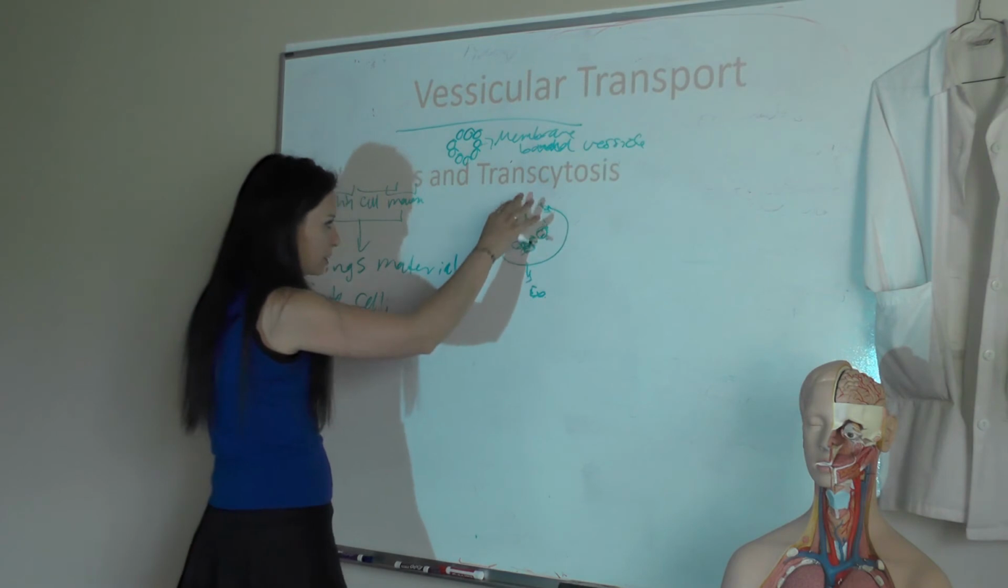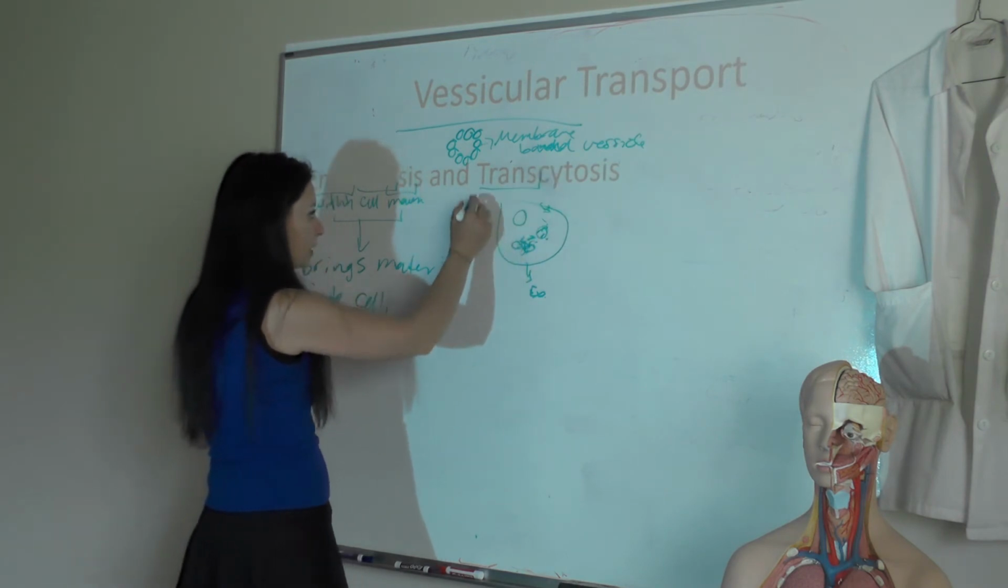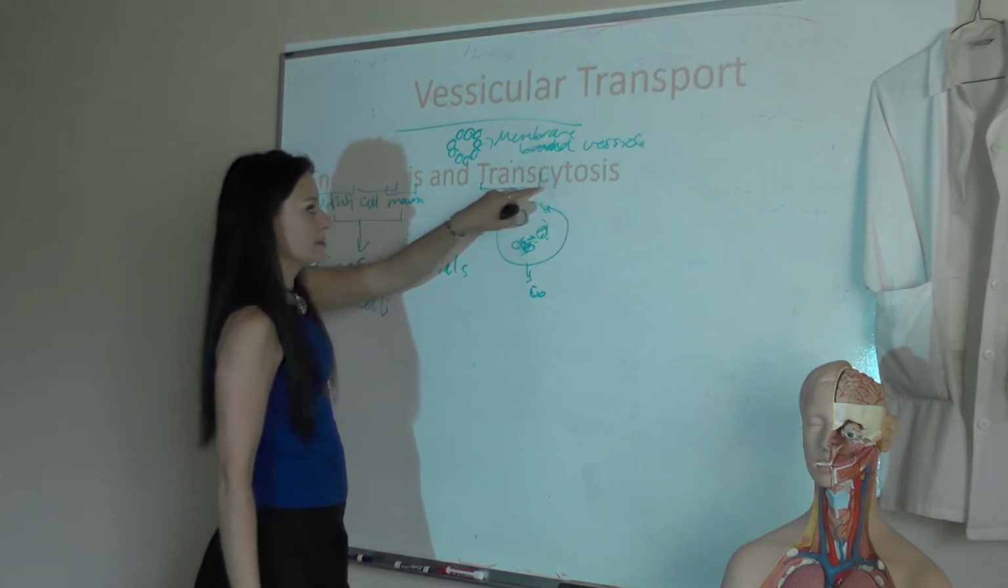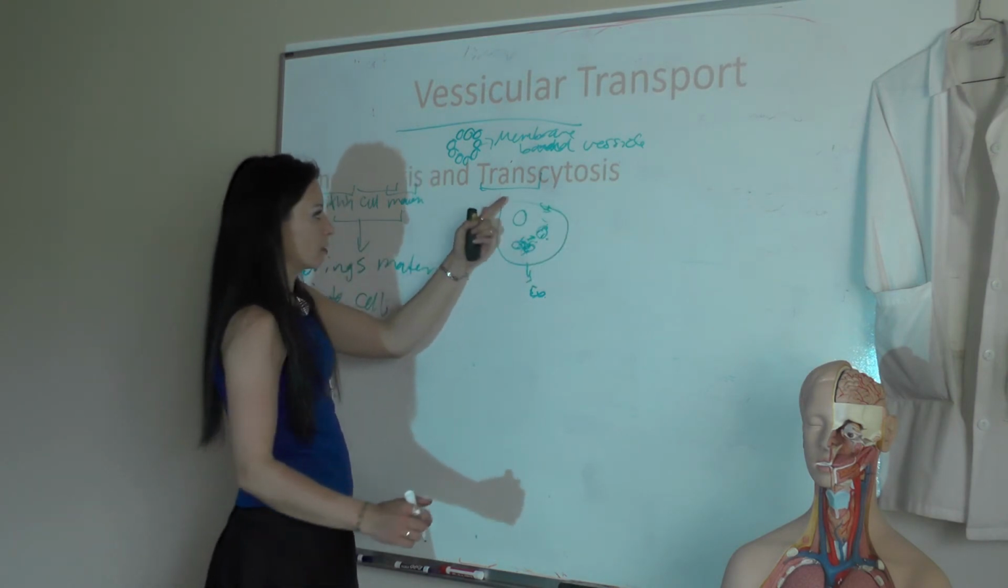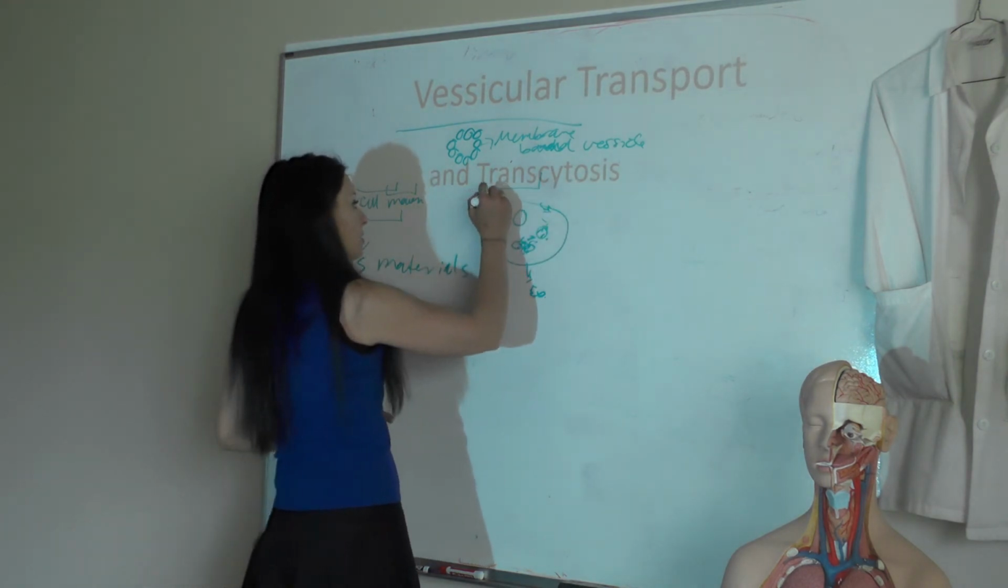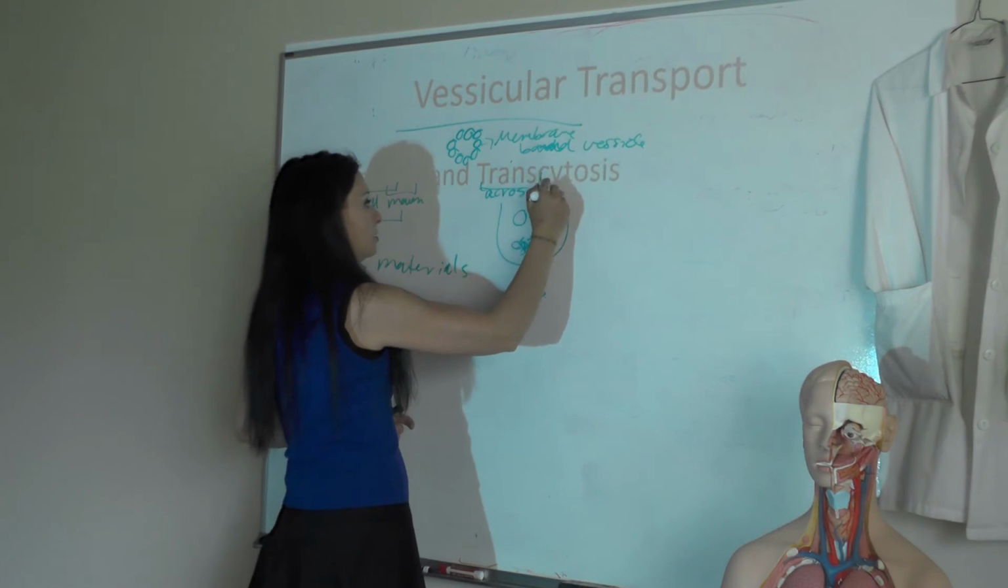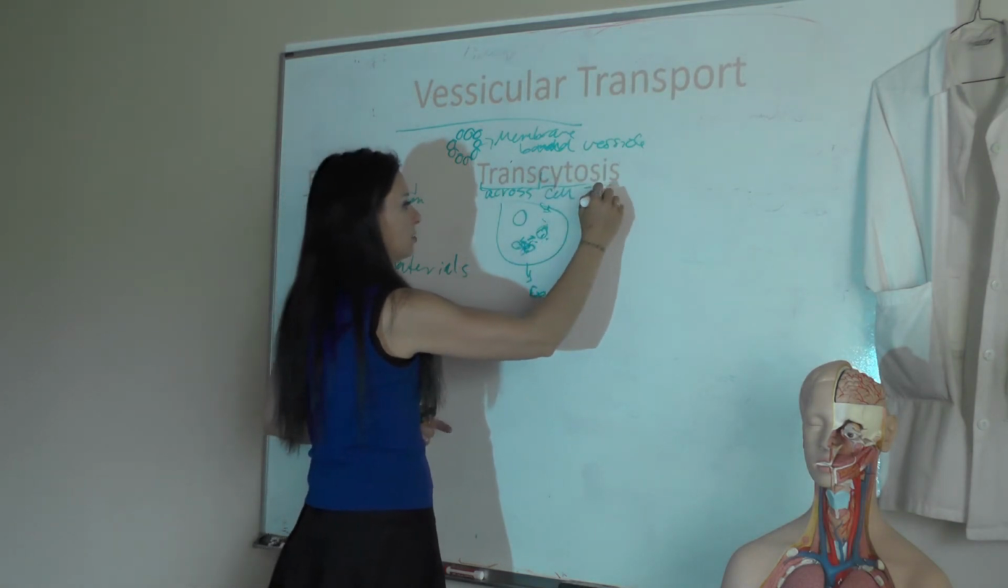So all of that stuff that's going on through the cell, or within the cell, or across the cell is transcytosis. Trans, across; cyto, cell; and this is movement.